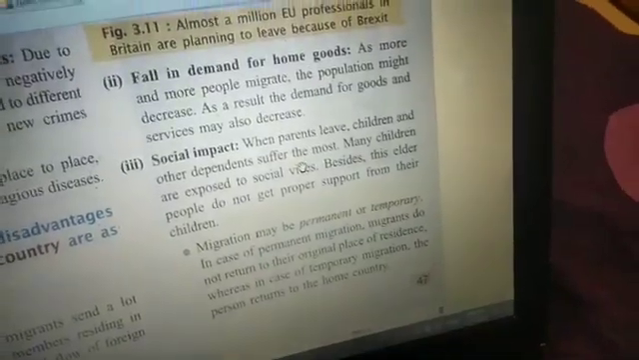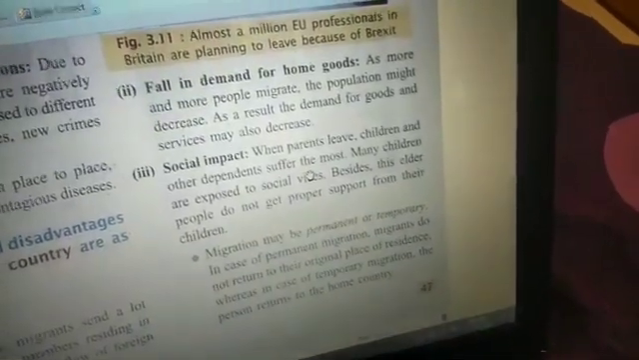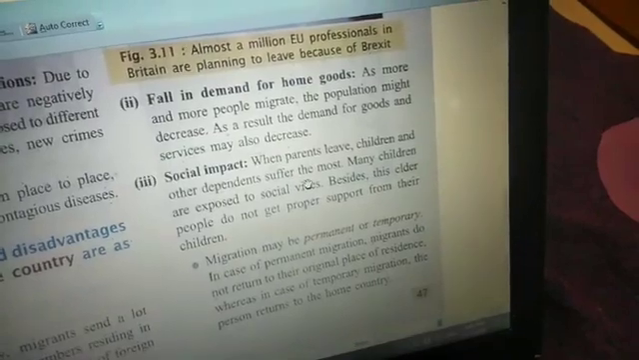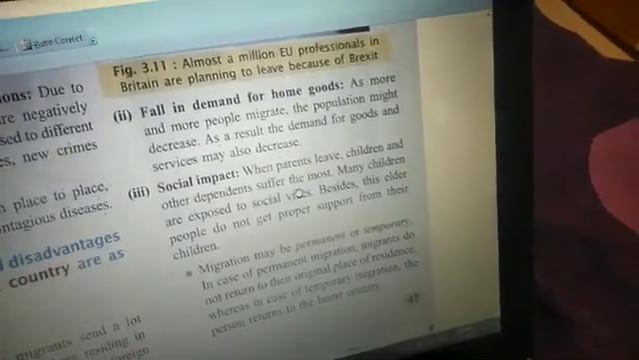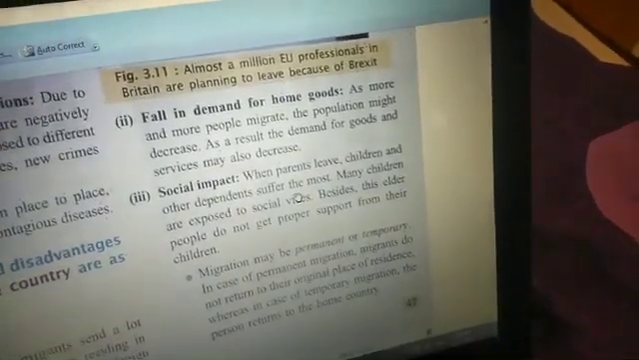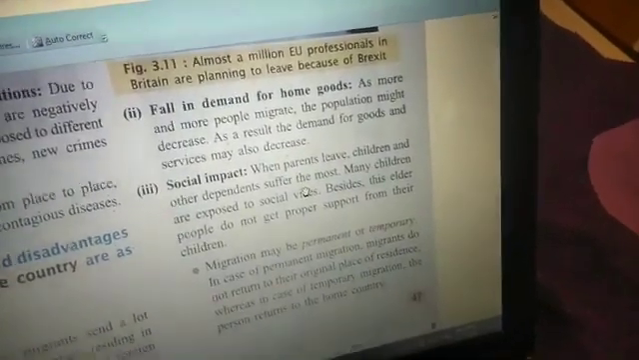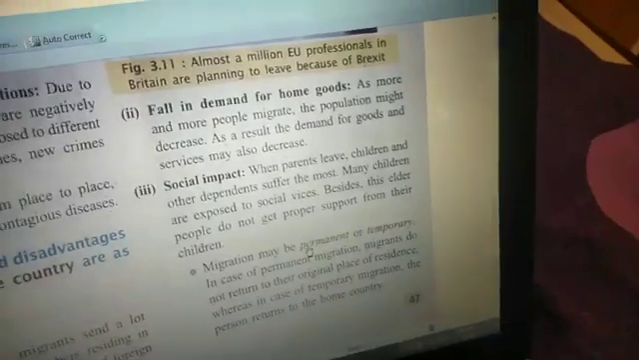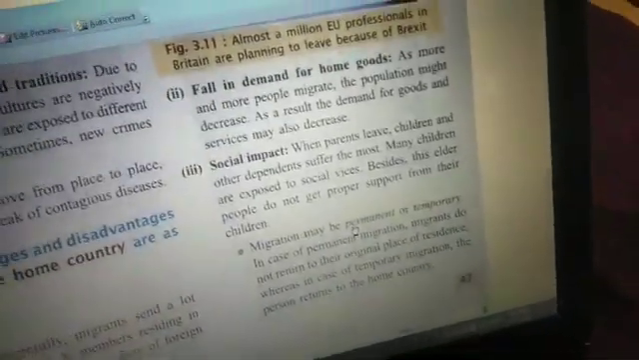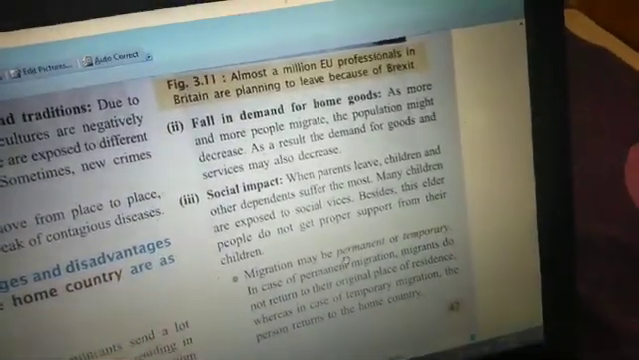And social impact. For example, in your family, your father or your closest one is going away from our country, so you will definitely be missing them. Some mental and physical connections will not be there. So these kinds of things will happen, and our relationships will break down.